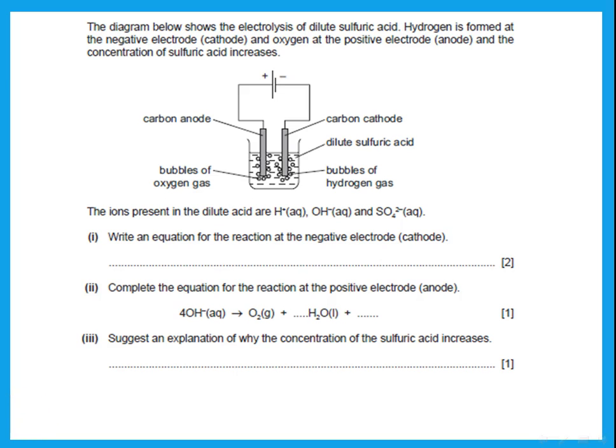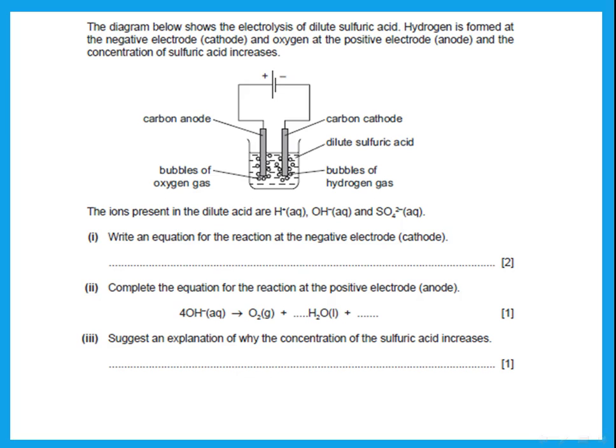Okay, so this is a question. The diagram shows the electrolysis of dilute sulfuric acid. Hydrogen is formed at the negative electrode and oxygen at the positive, and concentration of sulfuric acid increases. The ions present in the dilute acid are these. So he already gives me the ions present. Write an equation for the reaction at the negative electrode, the cathode. Okay, the cathode is negative, so which of these ions will go to it?